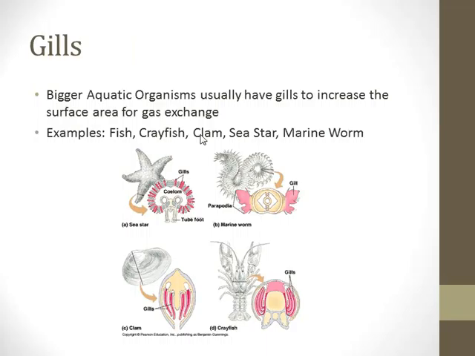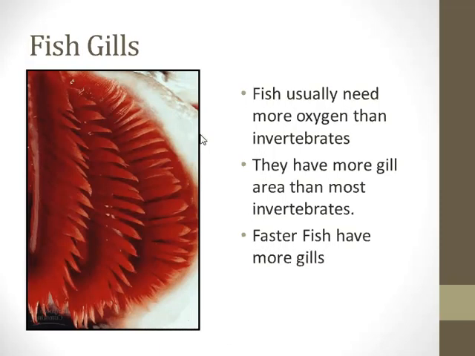Gills are another way to increase surface area, allowing for more gas exchange. You see these in fish, crayfish, clams, sea stars, and marine worms. You'll notice something about fish gills: because fish need more oxygen than invertebrates, they have more gill area, a larger surface area, more spots for gases to get in and out. The faster fish will need more gas exchange, and therefore they will have more gills.